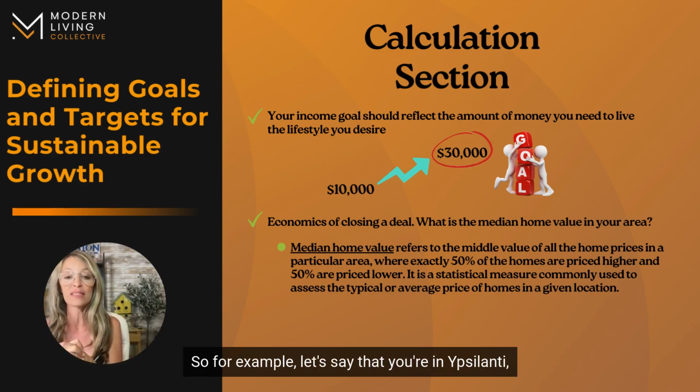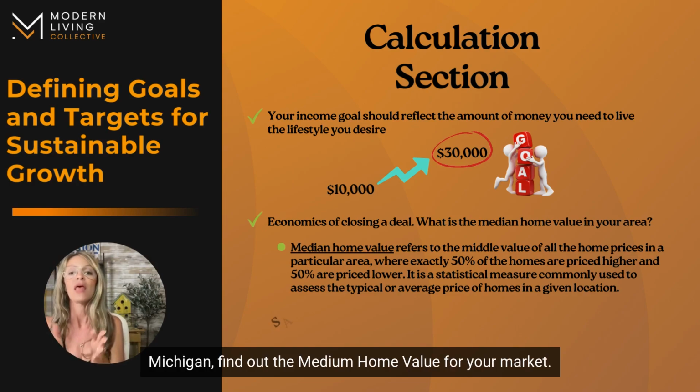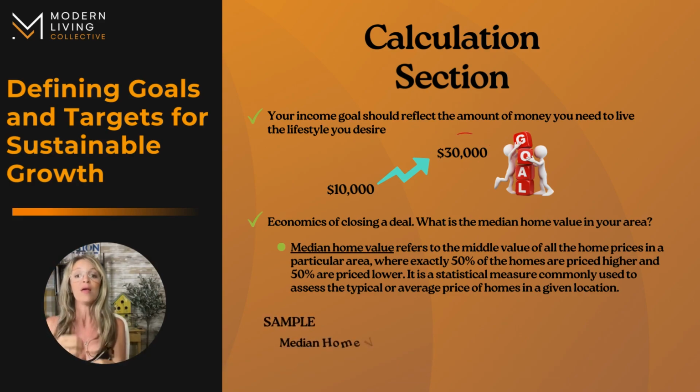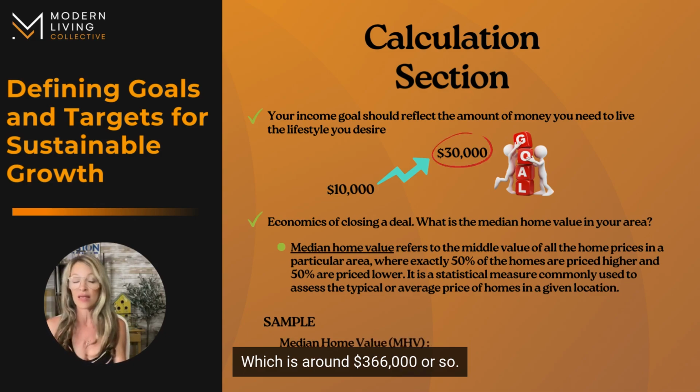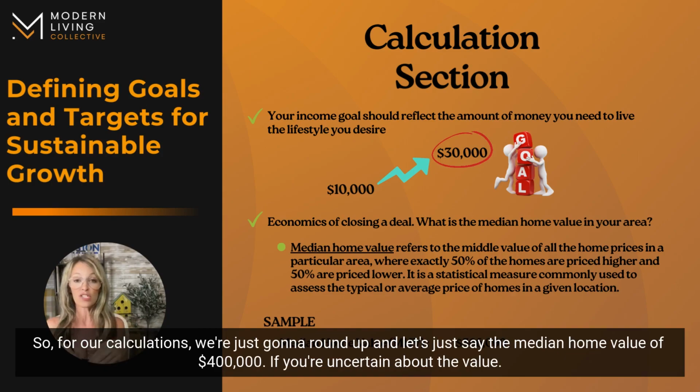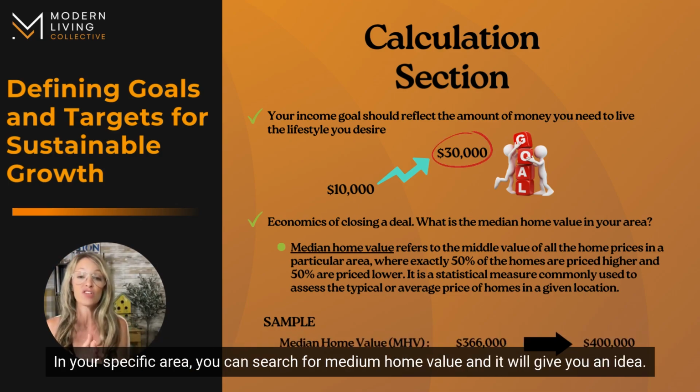So for example, let's say that you're in Ypsilanti, Michigan. Find out the median home value for your market, which is around, let's say, $366,000, okay? So for our calculations, we're just going to round up and we're going to say the median home value in that area is $400,000. If you're uncertain about the value in your specific area, you can search for median home value and it will give you an idea.